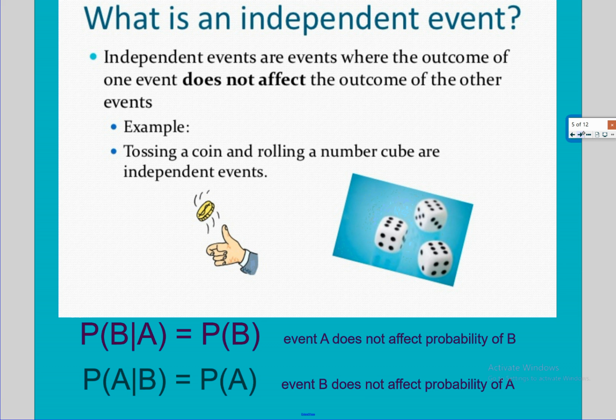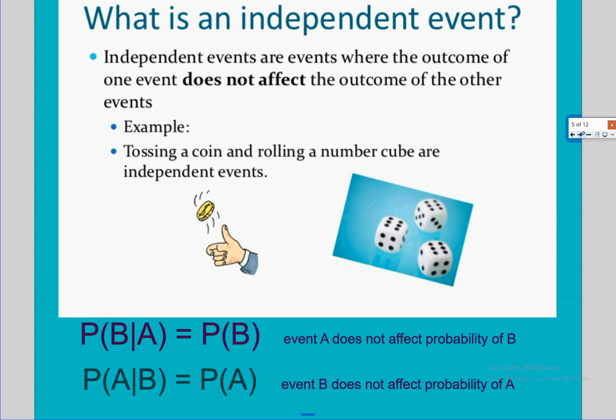At the bottom here, you really don't need to write this down. This just says if two events are independent of one another, the probability of one does not affect the other. So when we say the probability of B given A, but A doesn't affect B, it's just really the probability of B. A has no effect on it, so we're just calculating the probability of B and vice versa, okay?